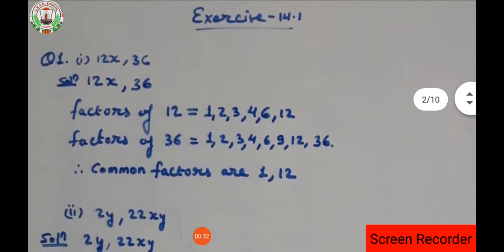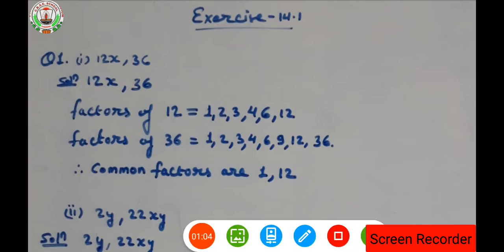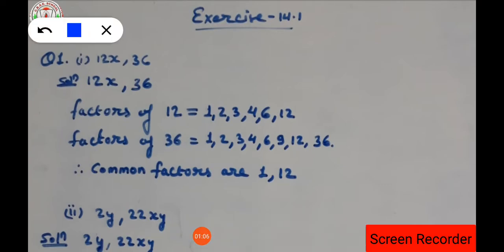The first question is 12x and 36. We have to find the common factors of both the numbers. So what are the factors of 12? These are the factors of 12, that means in whose table it comes. It comes in the tables of 1, 2, 3, 4, 6 and 12. In the same way, factors of 36 means in whose table 36 comes: 1, 2, 3, 4, 6, 9 and 12, and so on.